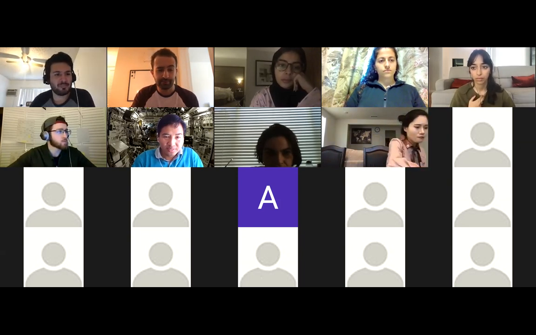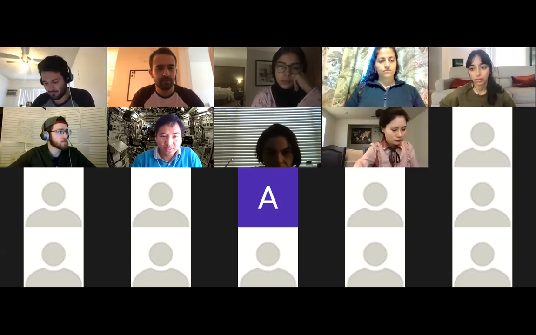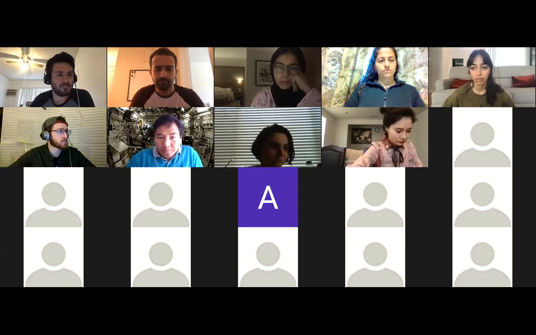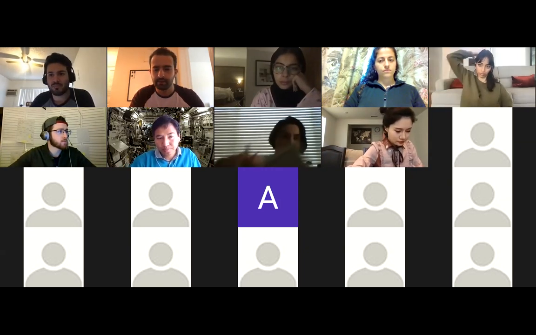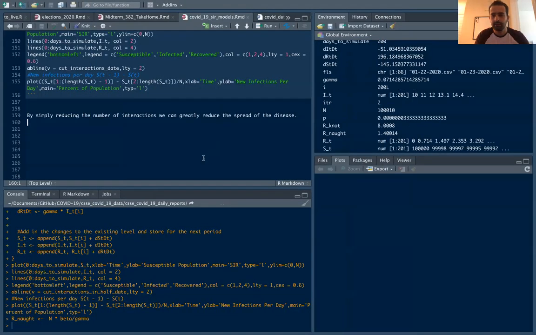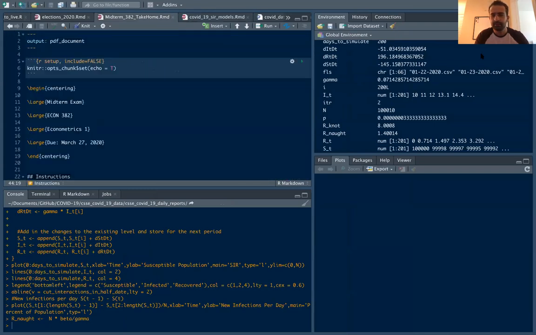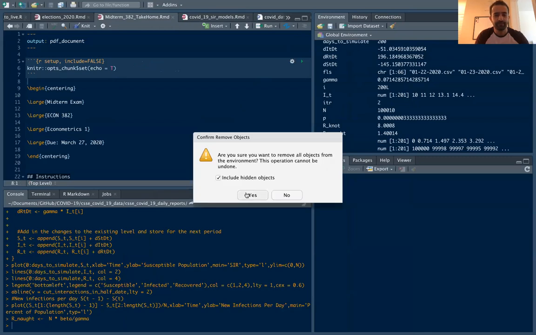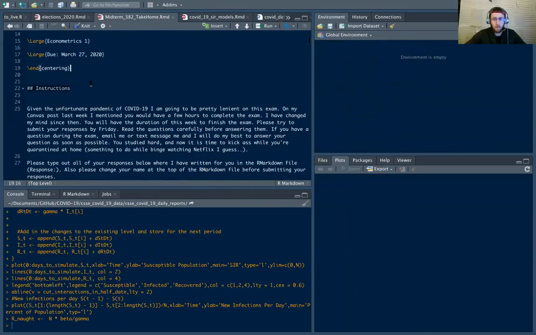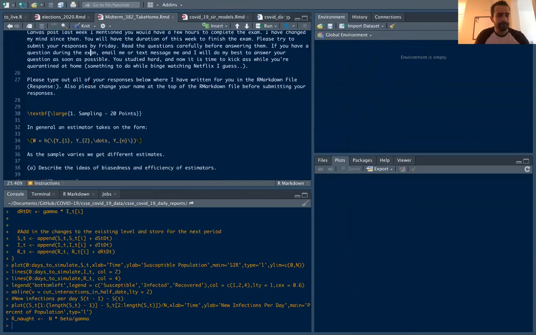So I think I can do screen sharing now. I'll share with you guys our studio. Okay, can everyone see my screen right now? Yes. Everyone sees my R Markdown file for your midterm? Yeah, it's good. Okay.